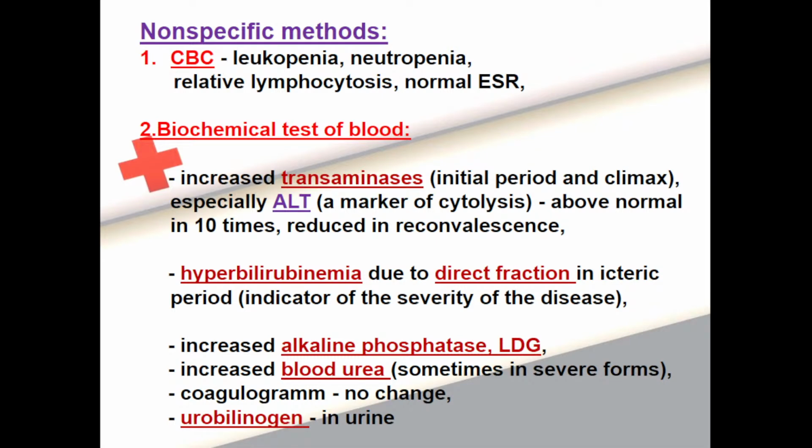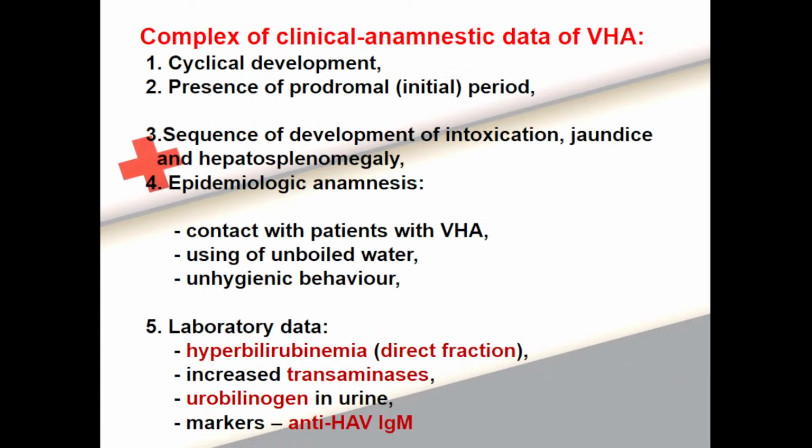Reduced in reconvalescence. Hyperbilirubinemia due to the direct fraction in the icteric period, an indicator of the severity of the disease. Increased alkaline phosphatase in cholestasis, if it is a cholestatic form, and LDH. Increased blood urea in severe forms. Coagulogram usually shows no change. Urobilin again in urine.